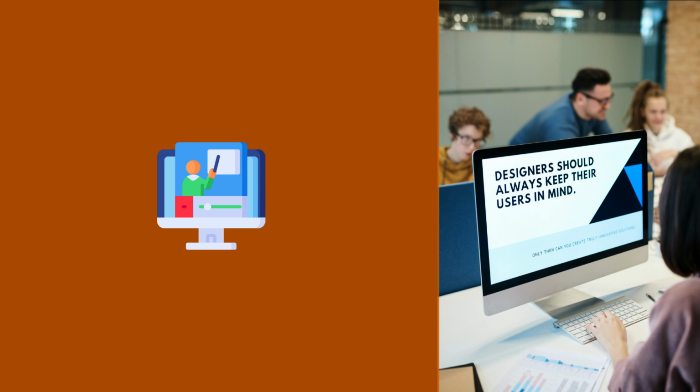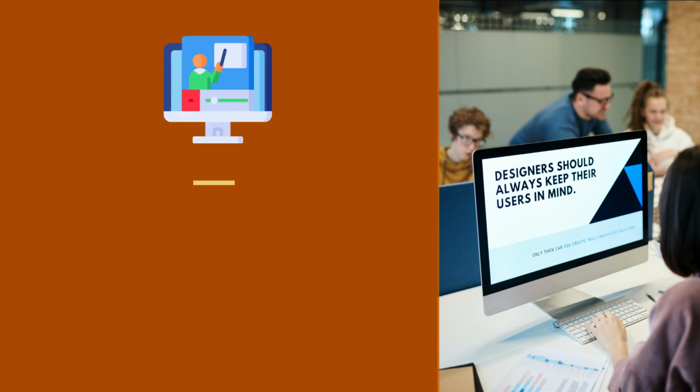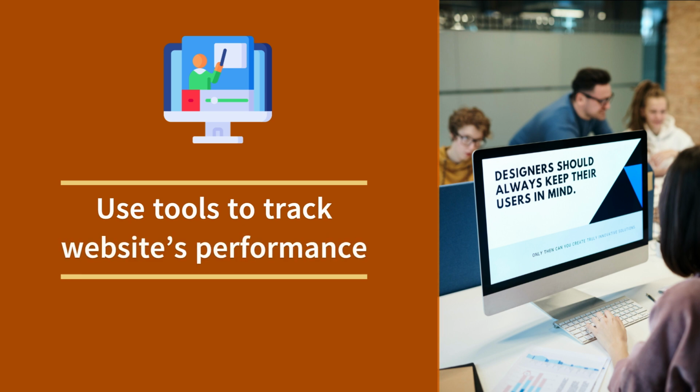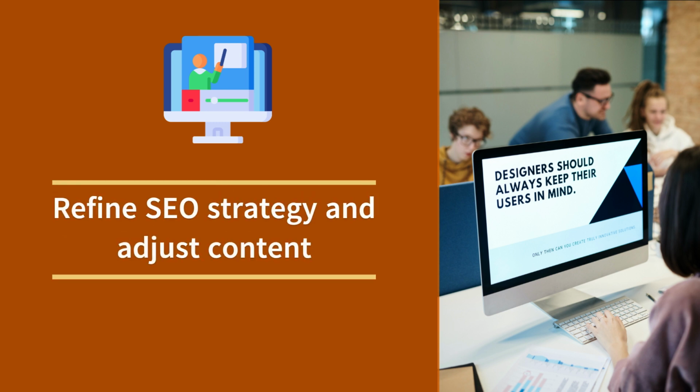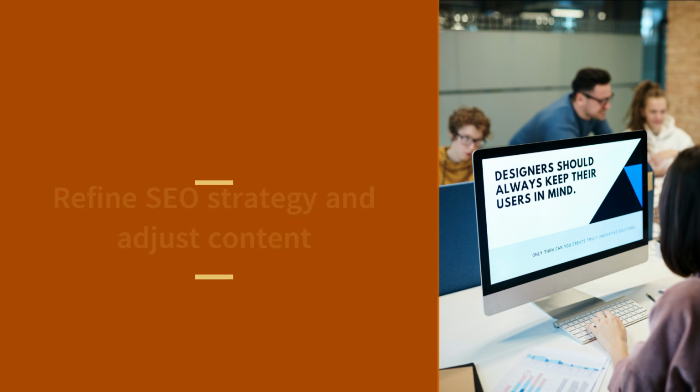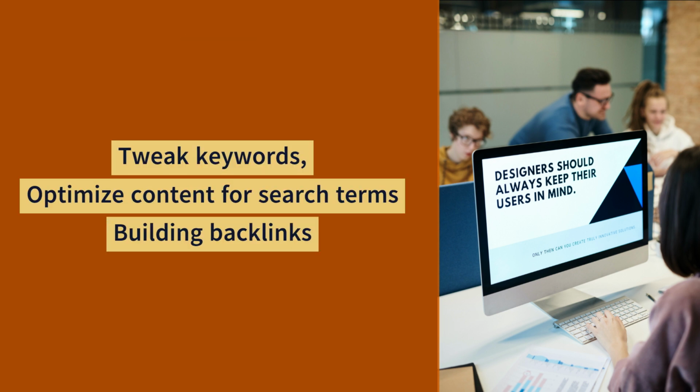Monitor your search engine rankings and traffic regularly. You can use tools like Google Analytics to track your website's performance and identify areas for improvement. Based on your analysis, you can refine your SEO strategy and adjust your content accordingly. This could include tweaking your keywords, optimizing your content for specific search terms, or building more backlinks.